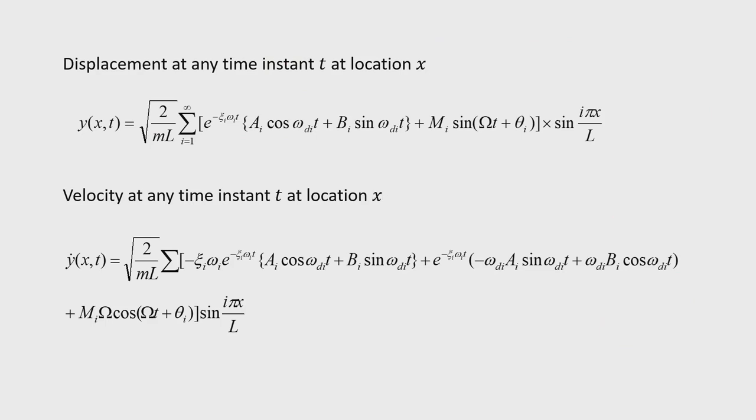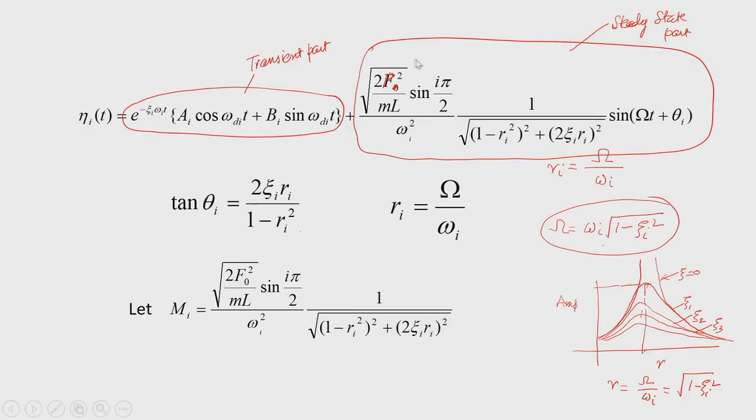So displacement at any time instant t at location x is now written as a full expression. Okay. So this is the normalized value of the mode shape function that I have taken inside the summation term: summation i equal to 1 to infinity, e to the power minus xi i omega i t, bracket a i cos omega d i t plus b i sin omega d i t, bracket closed, into M i sin omega t plus theta i, into sin i pi x by l. Now M i I have written because the earlier expression, the coefficient or constant term associated with the time function of the steady state part, is very long. So that expression is written here and it is assumed as a variable M i because it is also different in different modes because of the different natural frequencies involved.